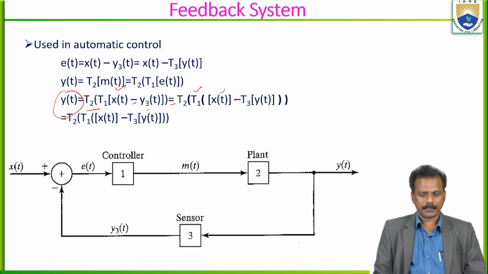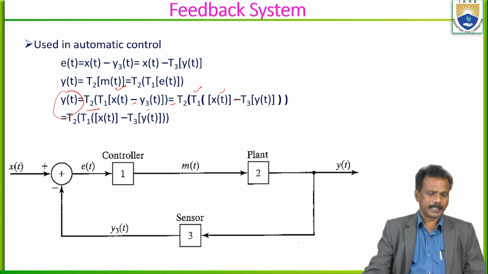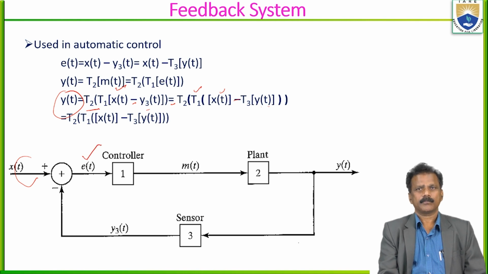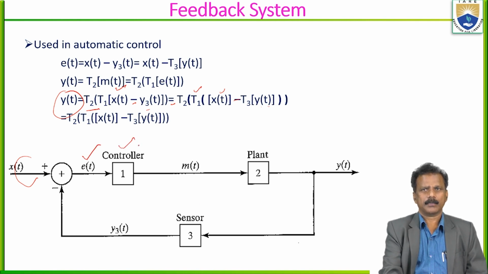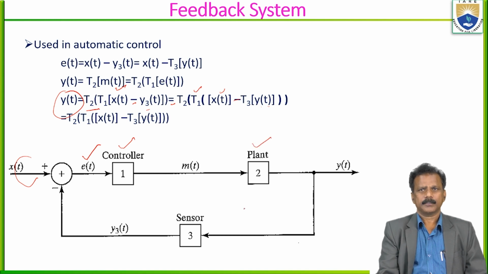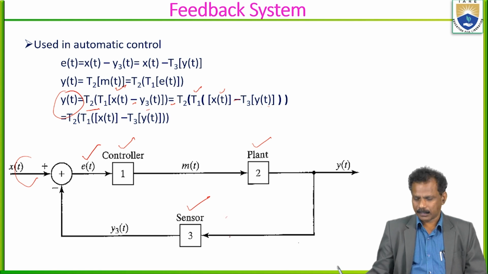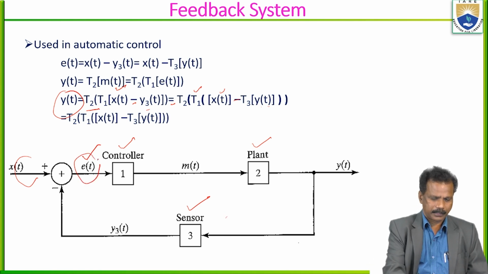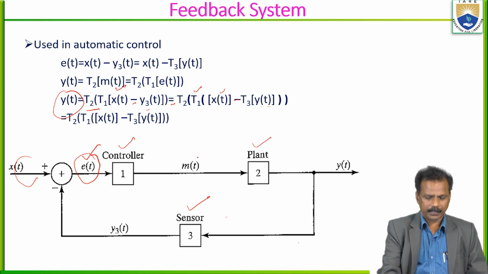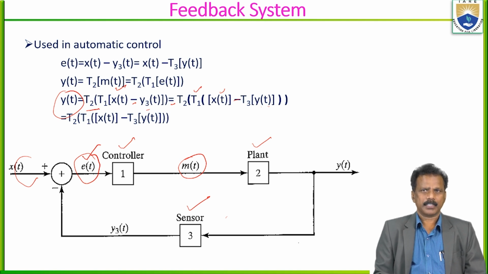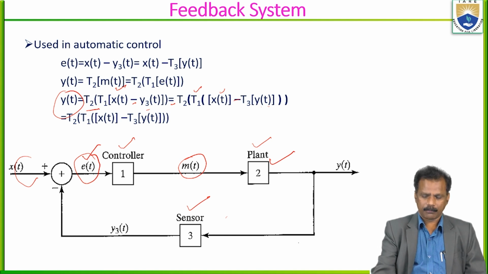Like this, you are to verify that the input is x of t. It is given to this. We expect e of t, the control subsystem controller, and one more subsystem, the plant. The third subsystem is the sensor. Like this, we can easily calculate e of t. Similarly, m of t can also be calculated with the help of controller subsystem 1. It is given to the plant subsystem 2, and we can calculate y of t.